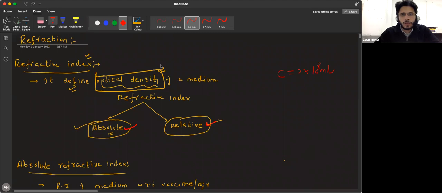index. Nabil, Minashi, clear? Yes, sir. Arpit? Yes, sir. Omar, just note it down. This is the first topic, refractive index.